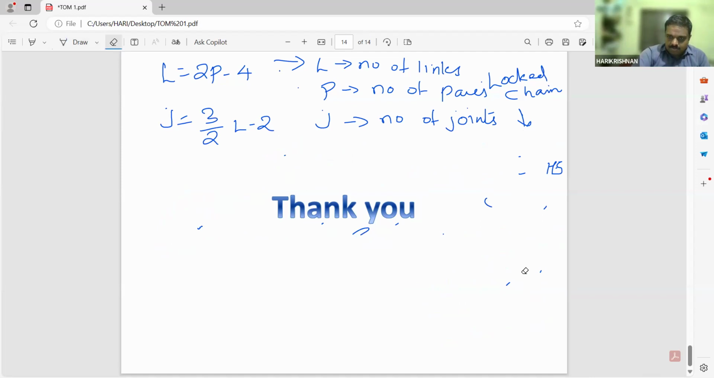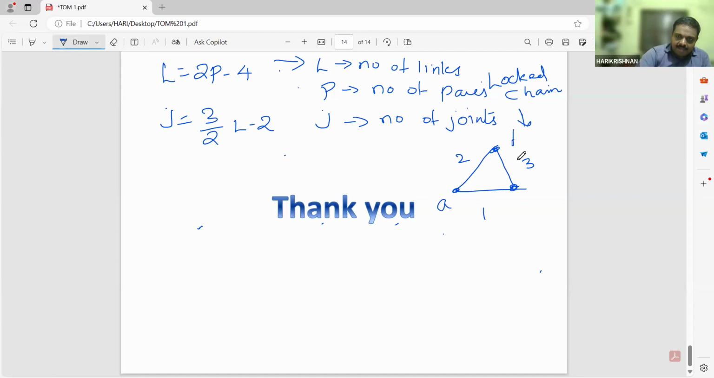Here, can you see there is a 3-bar mechanism over here. So this is 1, 2, 3. For our convenience, we are naming the joints A, B, C. Write the number of joints over here. Number of joints is equal to 3. Number of links is equal to 3. Number of pairs is equal to 3.